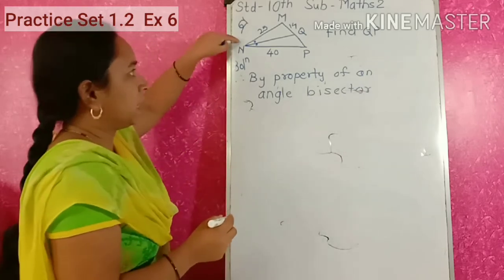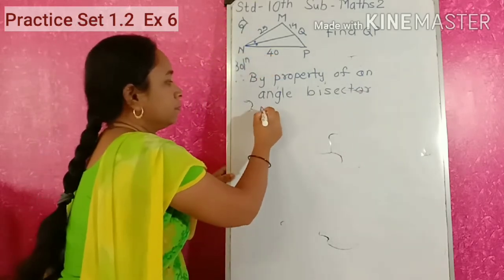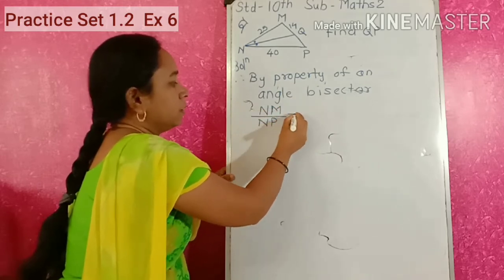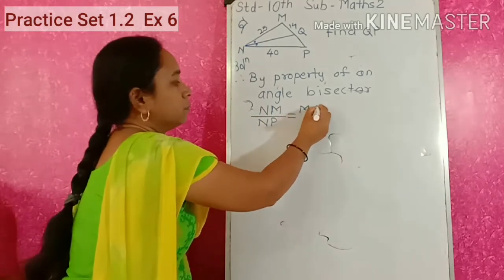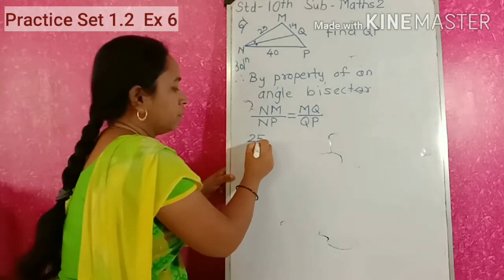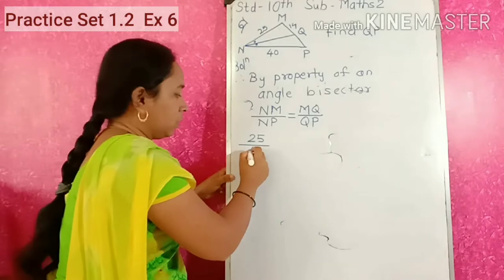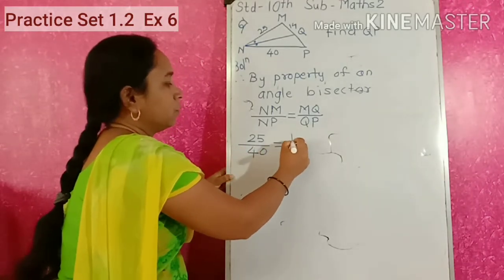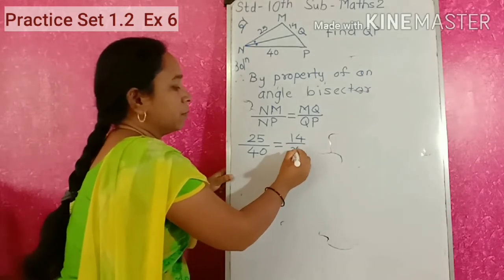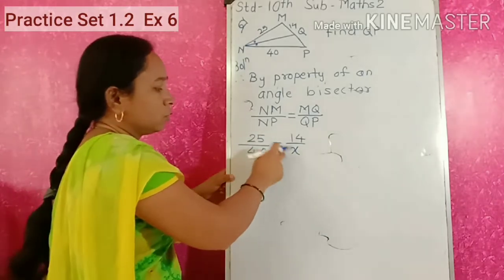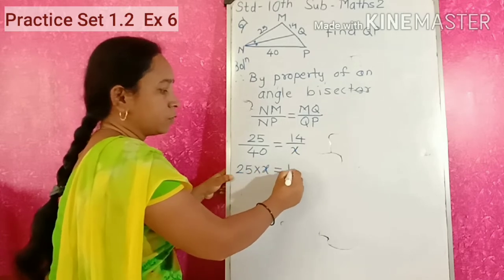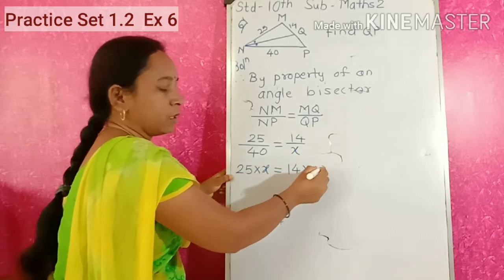What does the property say? NM upon NP is equal to NQ upon QP. NM is 25, NP is 40, so 25 upon 40 is equal to 14 upon Q. Here I'll use the variable x. Do the cross multiplication. After cross multiplying, 25 multiplied by x is equal to 14 multiplied by 40.